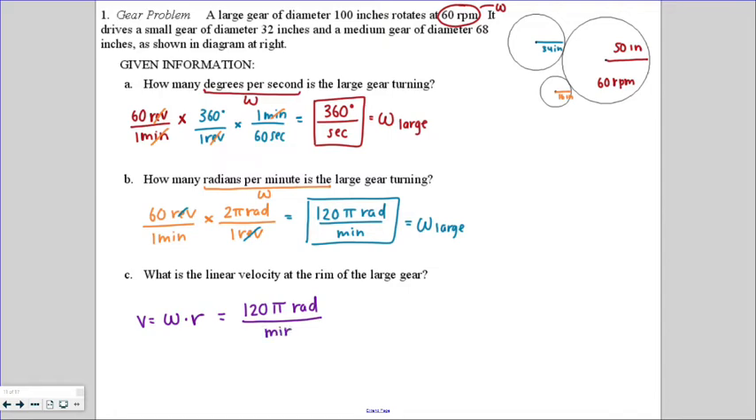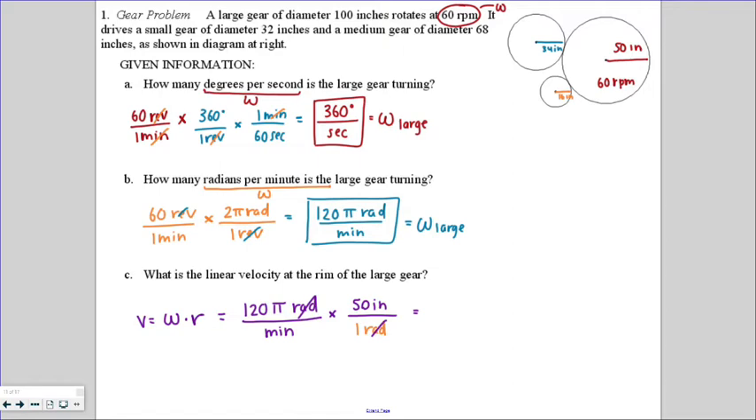Okay, 120 pi radians per minute, and then times the value of r, the radius, which is 50 inches. And then don't forget, you guys, when we're working with r, you have those weird invisible units that show up and disappear as needed. Okay, Amelia, question? Do you have to do radians because you're working with the radius? Yes, you have to do radians because this is where it cancels. That's a good question. That's why.